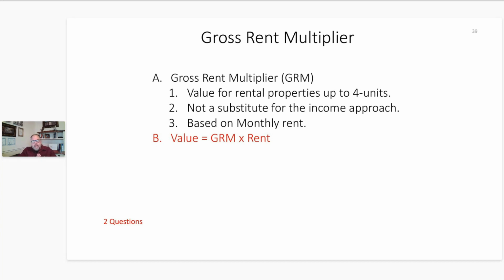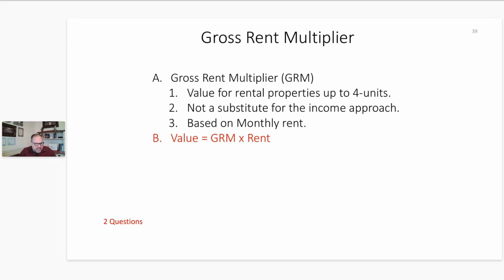Now, the gross rent multiplier is based on monthly rent. So if your calculation gives you your rent in an annual figure or yearly, you've got to divide by 12. If it gives it to you semi-annually, you've got to divide by 2. If it gives you the rent quarterly, that's every 3 months, you've got to divide by 3. So you've got to watch what unit of measurement the rent is in, and then bring it to a monthly rent. Because that's how you're going to calculate this problem.